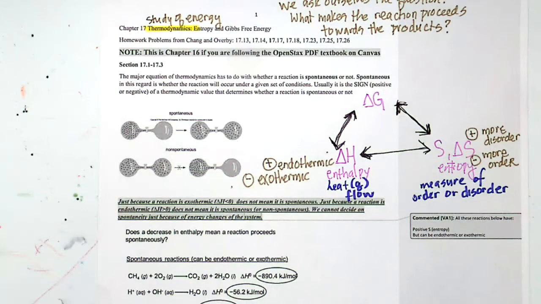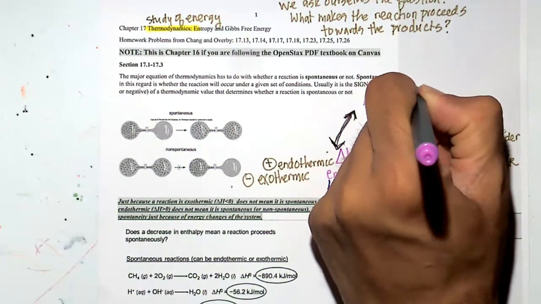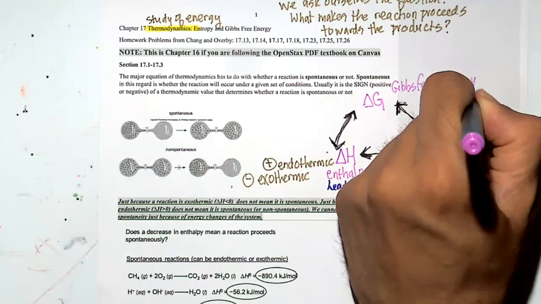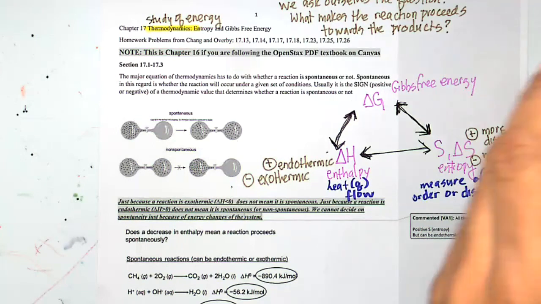This is called Gibbs free energy, named after Mr. Gibbs, I guess. Delta G, the change in Gibbs free energy. This is good energy. This is the energy that's available to do work.